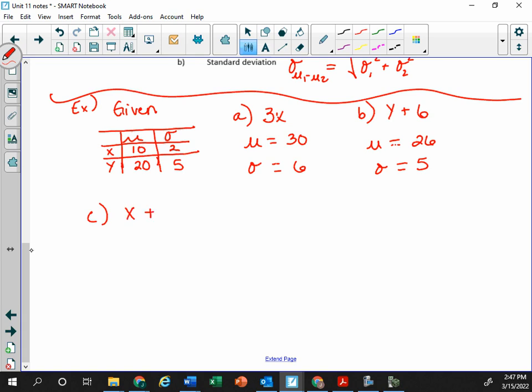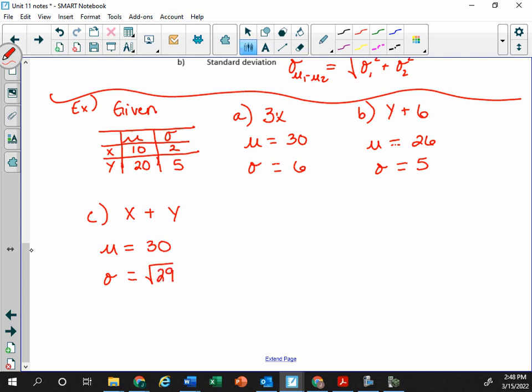Okay, we're going to add distributions together. X plus y. What is my new mu? My new sigma? Give you a second to think about this one. The new mu is 30. That one's not too bad, right? We could just add them together. What about the new sigma? It's okay if you have a square root in your answer.